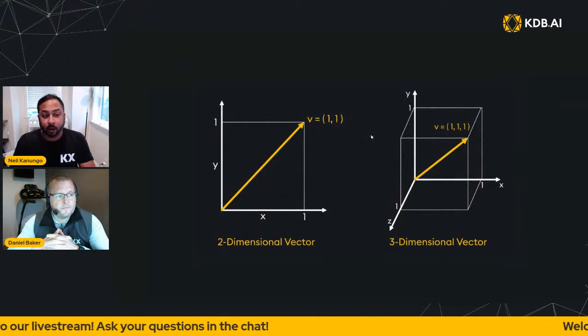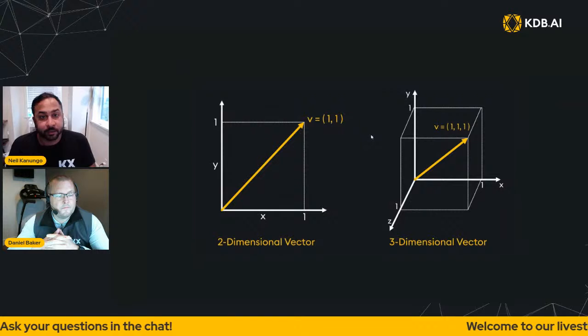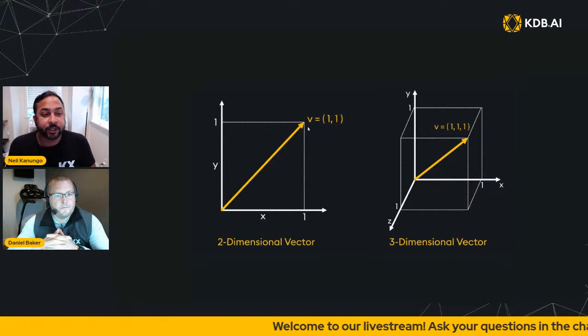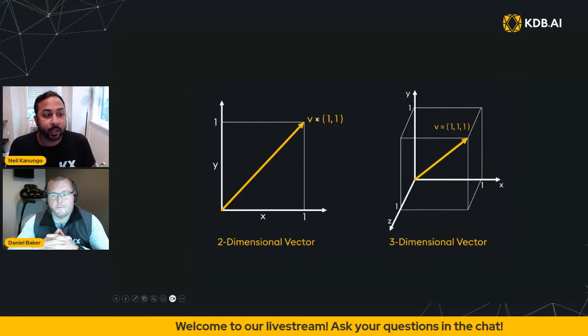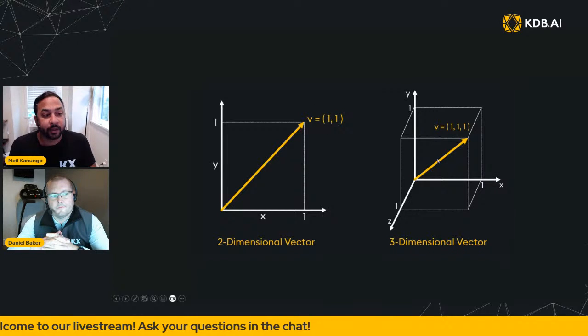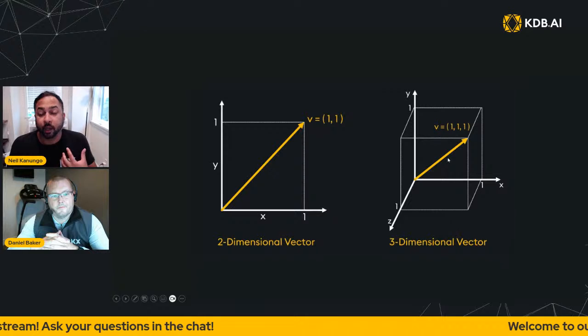Now, vectors are, in their simplest form, they have magnitude and direction. So shown in 2 dimensions, it's shown here with a vector going to 1, 1. In 3 dimensions, it's going to 1, 1, 1.